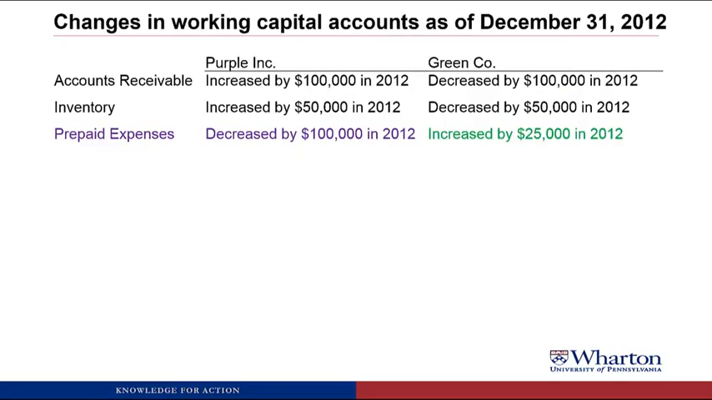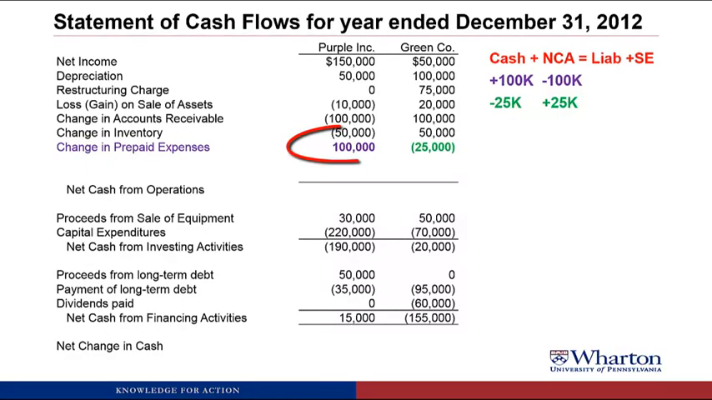Purple had prepaid expenses, which decreased by $100,000. Green's prepaid expenses increased by $25,000 during 2012. So for Purple, prepaid expenses go down, a non-cash asset goes down. We add that on the cash flow statement. For Green, non-cash asset goes up by 25 as prepaid expenses increase. We subtract that on the cash flow statement.